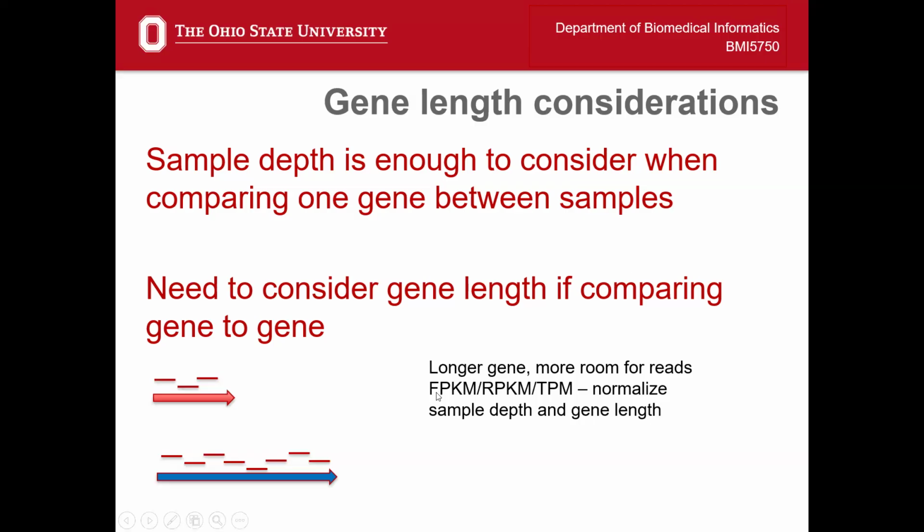FPKM stands for fragments per kilobase, where the kilobase is the length of the gene, per million reads for that sample, so the depth of that sample. That's why it's called FPKM or RPKM, with transcripts per million being similar. So if you see those terms, know that's what they mean.